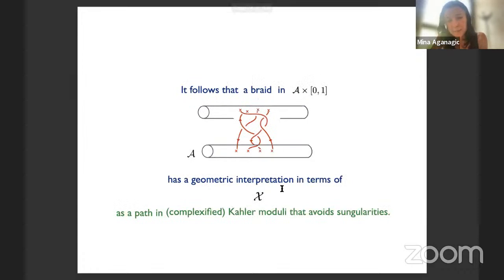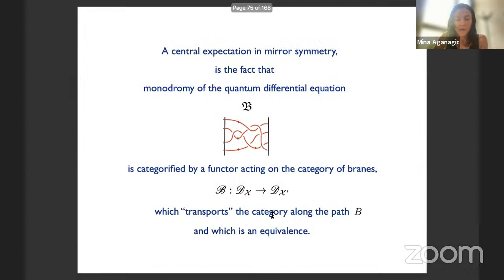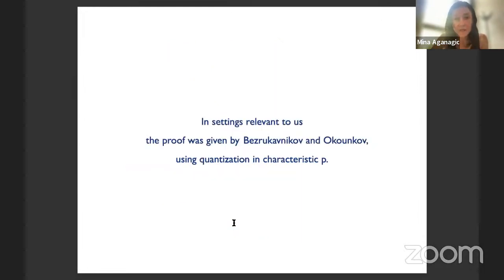It follows that a braid has a geometric interpretation as a path in complexified Kähler moduli of X that avoids singularities. A central expectation in mirror symmetry is the fact that monodromy of the quantum differential equation is categorified by a functor, which transports the category of B-type branes along the path corresponding to the braid, and which is an equivalence. In the settings relevant to us, the proof was given by Bezrukavnikov and Okounkov using quantization in characteristic p.